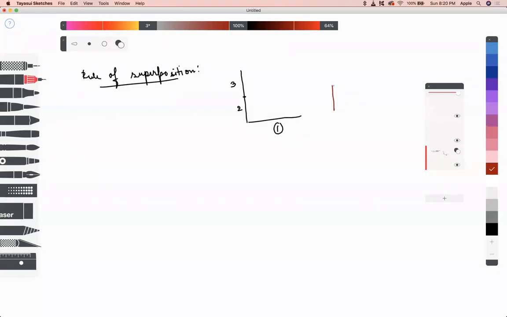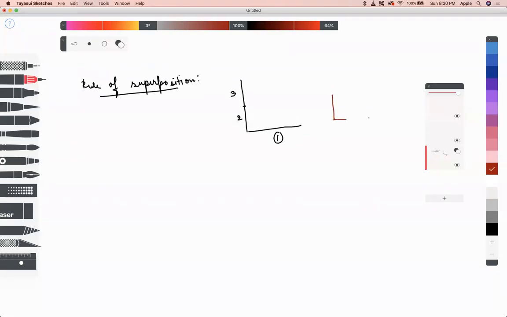1 and 2, and then we will consider 1 and 3.